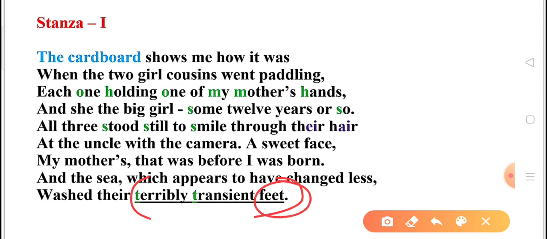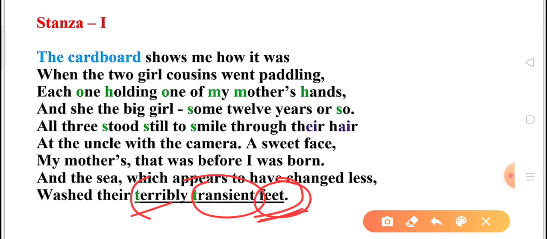the brief life of human beings, and human life is very much transient. Transient means short-lived, very brief, and terribly means extremely. So transient feat stands for life. The poet directly did not say that human life is short, she is using some references only, and through that she brings out that notion and concept.